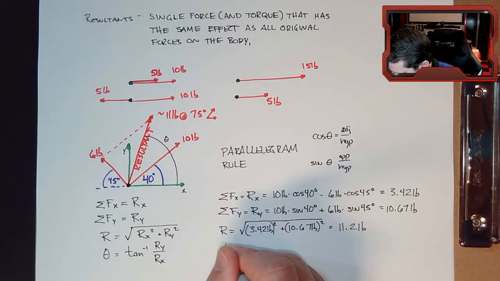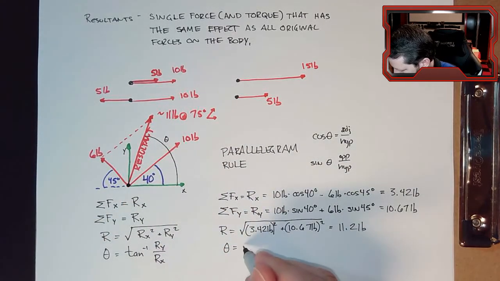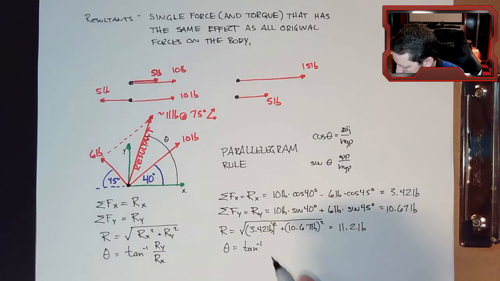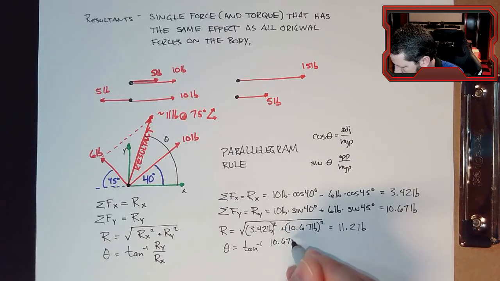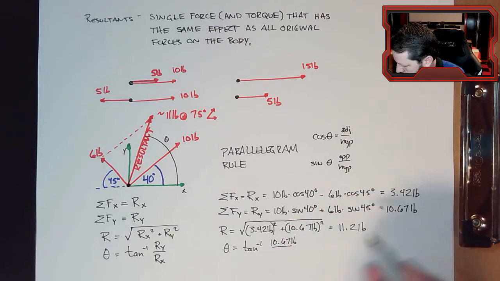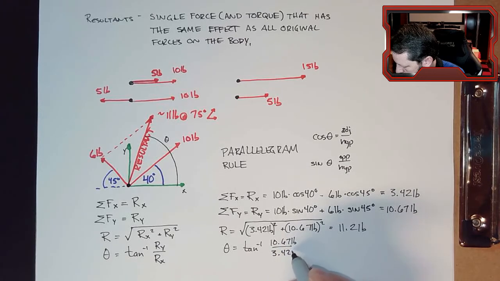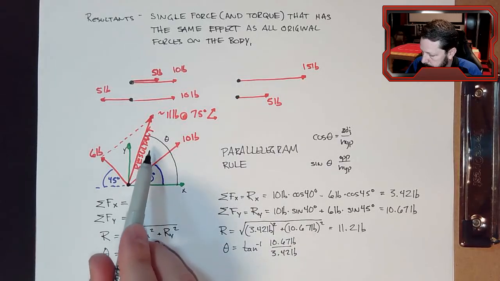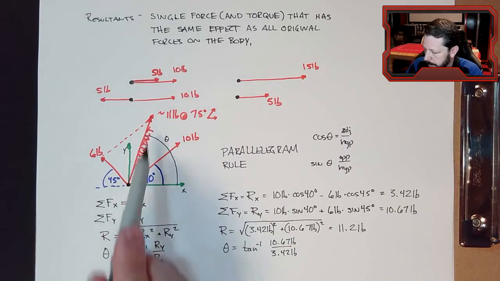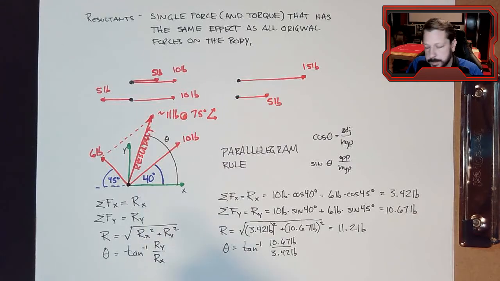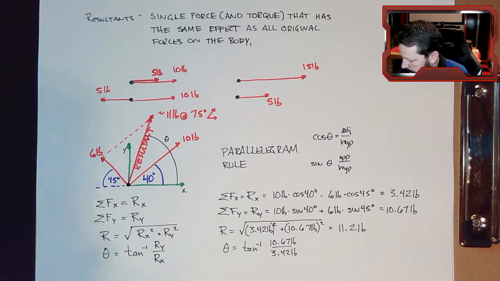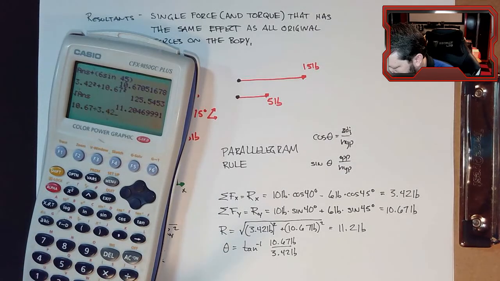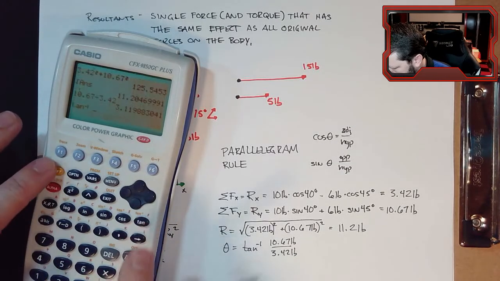And then theta is the inverse tangent of ry, which is 10.67 pounds, over rx, 3.42 pounds. So remember, tangent is the opposite side over the adjacent side. If I'm looking at this angle, the opposite side is the y component, the adjacent side is the x component. That's what I'm doing here. So we have 10.67 divided by 3.42, and we want the inverse tangent of that number.